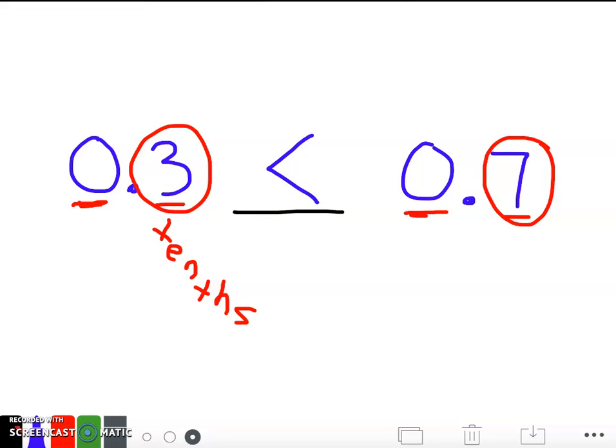You're really looking at the place values and comparing the value of the digits in the places. Of course, it could get a little trickier, and I'll show you a couple of those, but that's pretty much what it boils down to. Look at the numbers in the individual places. In this case, we're looking just at the tenths place, and we can see that 3 is smaller than 7, so 3/10 is less than 7/10. Let's look at another one.